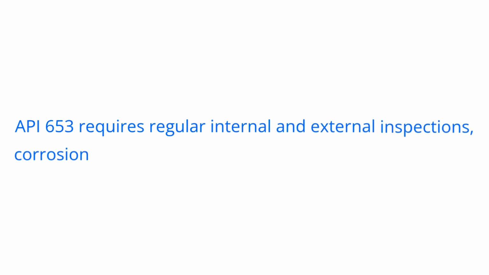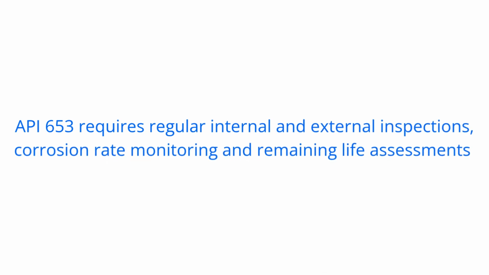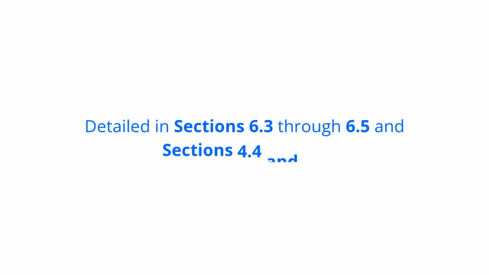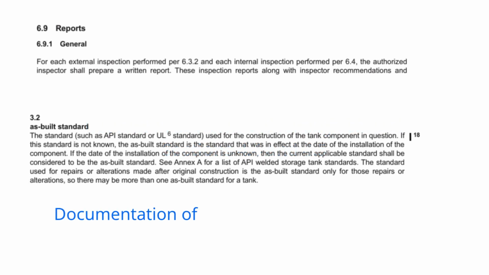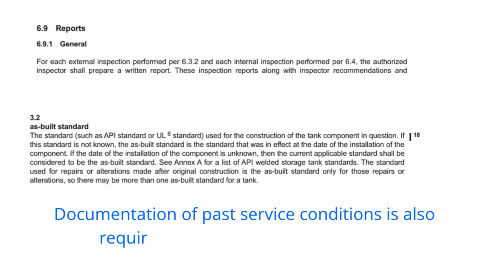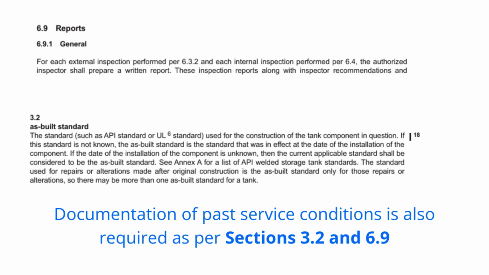API 653 requires regular internal and external inspections, corrosion rate monitoring, and remaining life assessments, detailed in Sections 6.3 through 6.5 and Sections 4.4 and 4.5. Documentation of past service conditions is also required as per Sections 3.2 and 6.9.